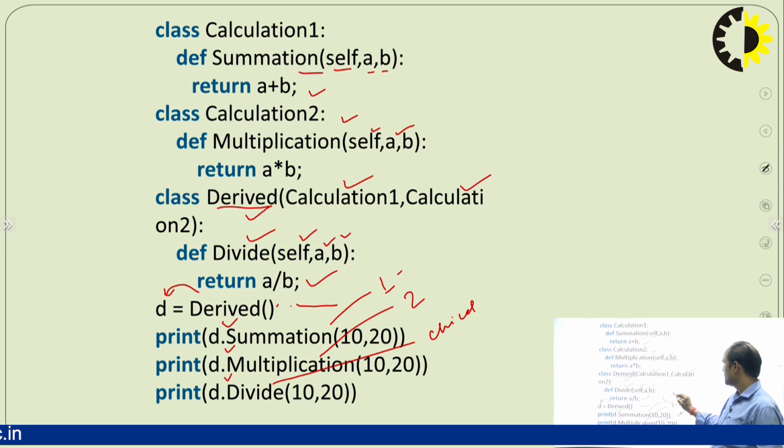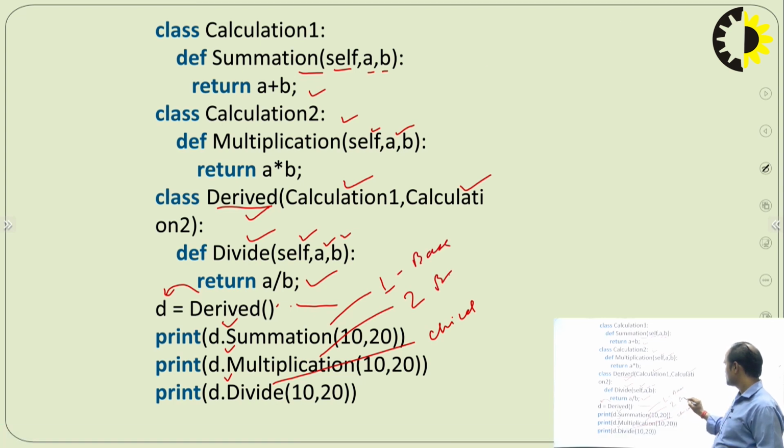Child. This is base 1. This is base 2. And we can create the object of that particular class, child class, and after creating the object of child class, we can access that particular object to all the base classes as well as child classes. Here we can show D dot summation, D dot multiplication, and D dot divide. We can access all these classes and of child classes also. So this is the example of multiple inheritance. How can it be done? This can be the example of multiple inheritance.